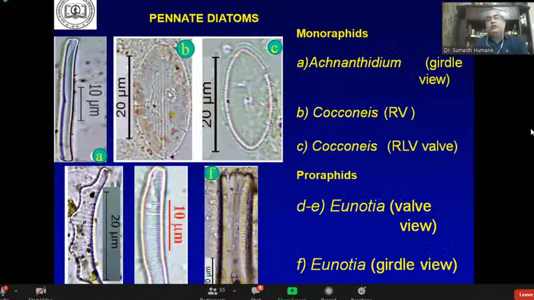In the monoraphid, you have these. You can see this example here, Cocconeis. Here you have the raphe on one valve, and on the other valve you don't have the raphe. So therefore, it is monoraphid. Some diatoms are pseudoraphid. I told you the raphe is seen along the poles only.